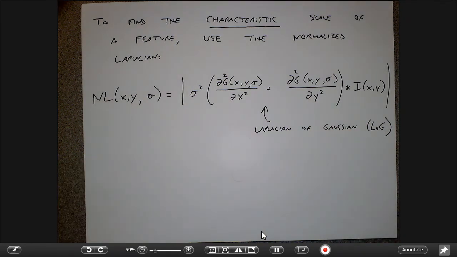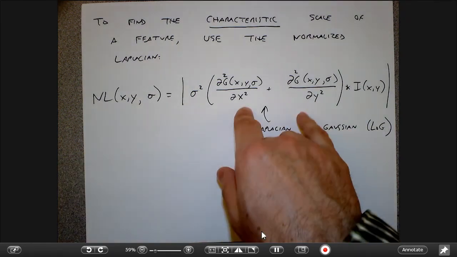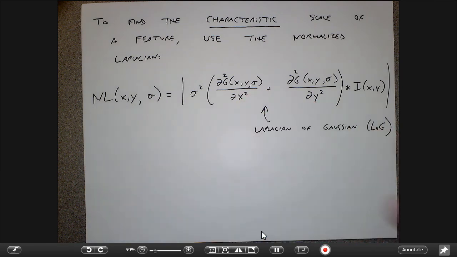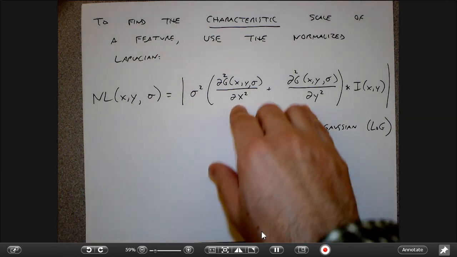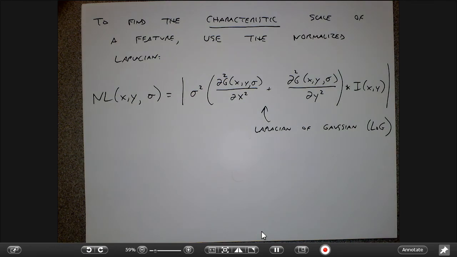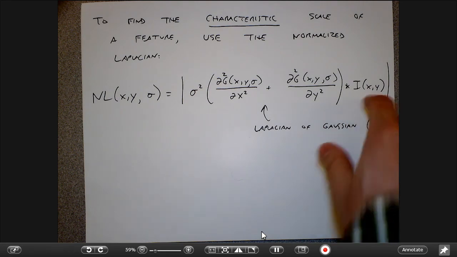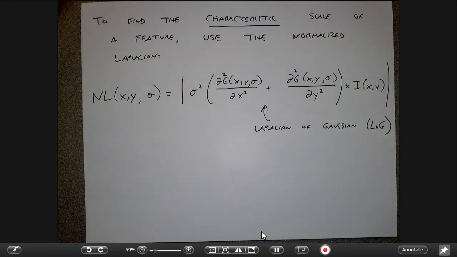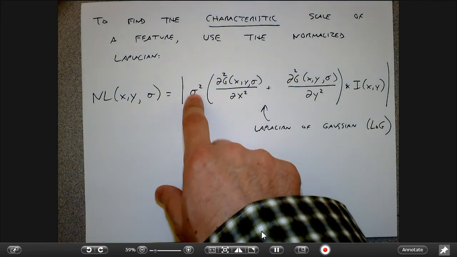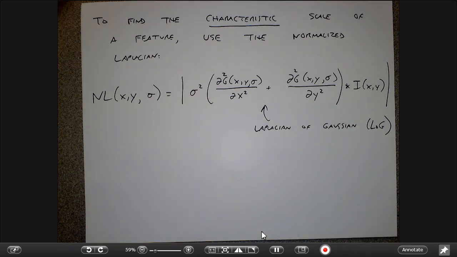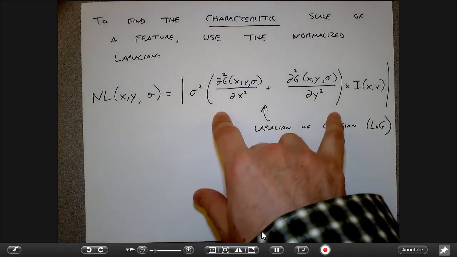And again, let's not make too much of a deal of this. This is basically just saying that there's a whole bunch of commutativeness going on with these operators, right? So this is like saying I take the Gaussian and I find the Laplacian of that, and I apply that to the image I. That's something that is finding significant edges of the image smoothed at a certain scale. That's all that's happening. And this sigma squared comes from the normalization process that we talked about a little bit earlier.